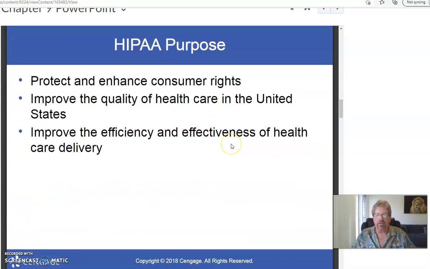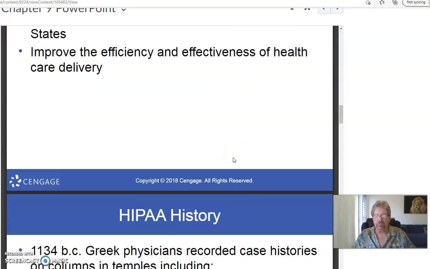A person's medical and health information, we have a right for it to be confidential. Purpose of HIPAA: protect and enhance consumer rights, improve the quality of healthcare in the United States, and improve the efficiency and effectiveness of healthcare delivery.